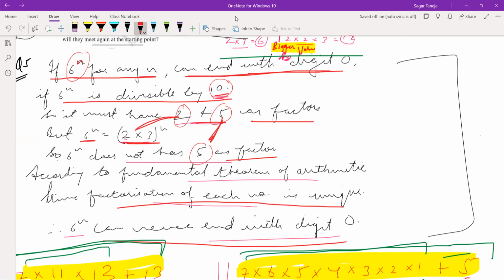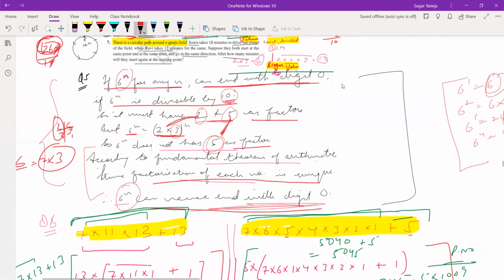Okay, according to the fundamental theorem of arithmetic, the prime factorization of each number is unique. So 6^n does not have 5 as a factor. It has 2, but does not have 5 as a factor. Therefore, we have to write this very important line: according to the fundamental theorem of arithmetic, the prime factorization of each number is unique. You can't change the prime factors of any number. If 6 has prime factors 2 and 3, we can't add 5 into this. So therefore 6^n can never end with digit 0. It is not possible at all. So this way you have to write.